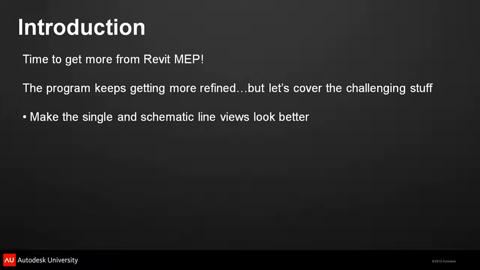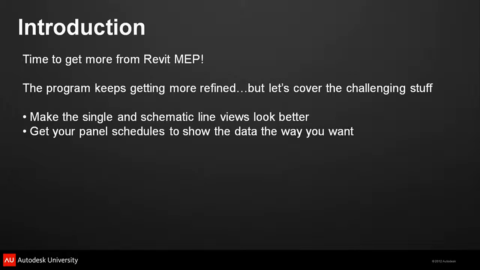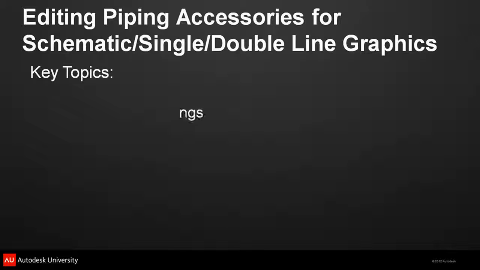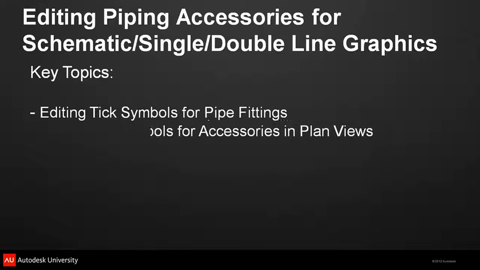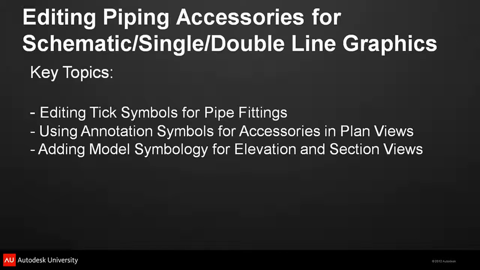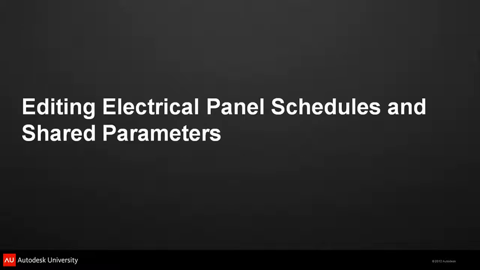All right, so we're going to do our single lines, panel schedule. We'll skip through all this. We don't need to sit down. Y'all hate PowerPoints too, don't you? All right, so that's our tick symbols for pipe fittings, annotation symbols for accessories and plan views, and then adding model symbology. So it's real simple how to get that stuff dropped in and added in.